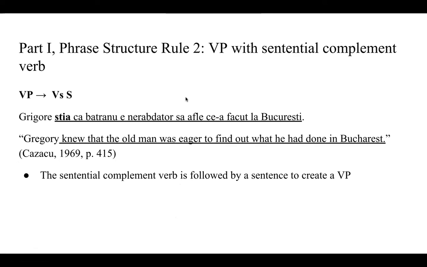Here we have an example in which a verb phrase can take an entire sentence as an argument. Gregory knew that the old man was eager to find out what he had done in Bucharest. The verb stia, knew, takes this sentence as its argument. Typically, the sentence follows the verb.